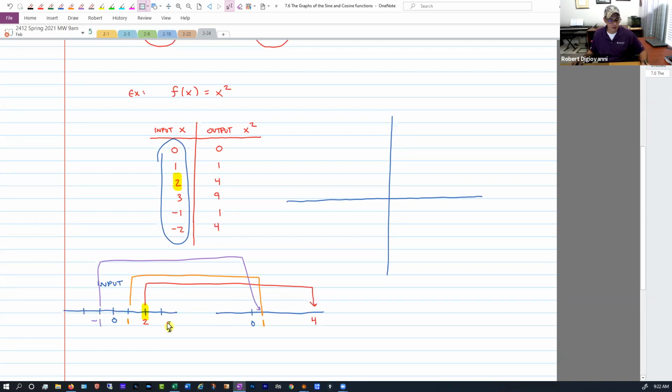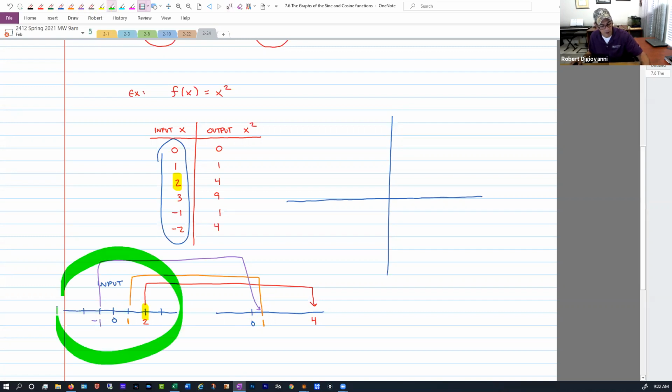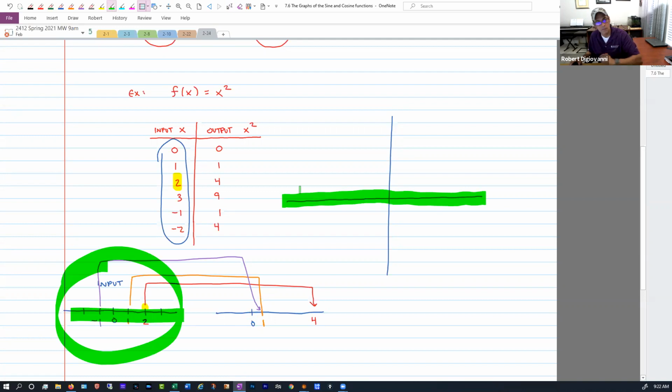So what we do instead is we take the input axis right here. We take that number line and we draw it here, okay? And then we take the output axis and we rotate, we turn it vertically and we draw it here. And that's what a graph is. It's just these two axes drawn together in one picture.